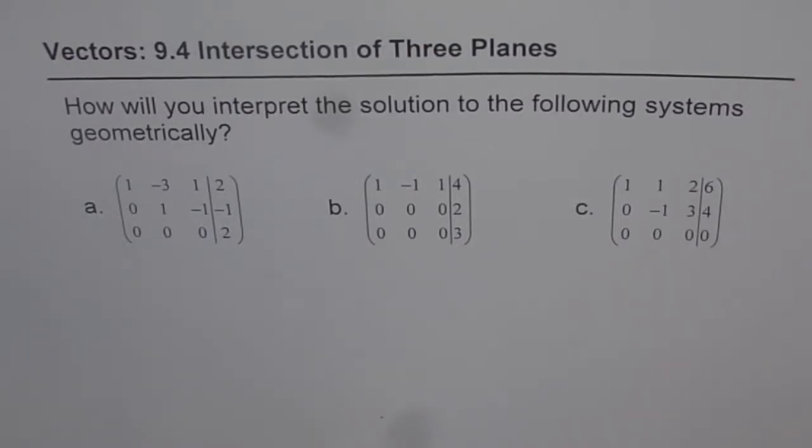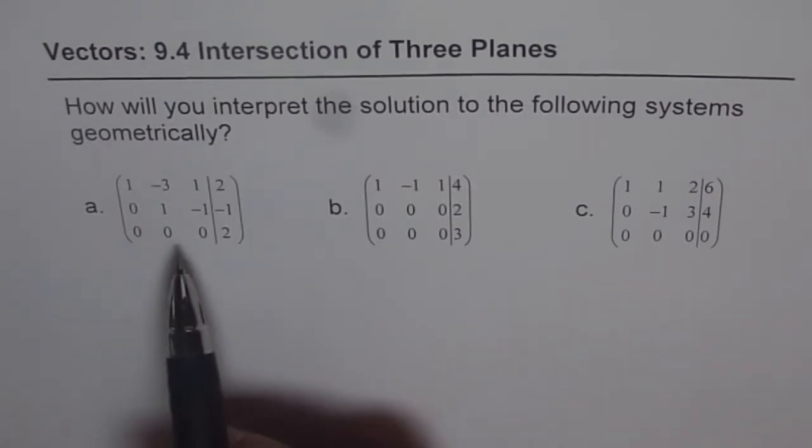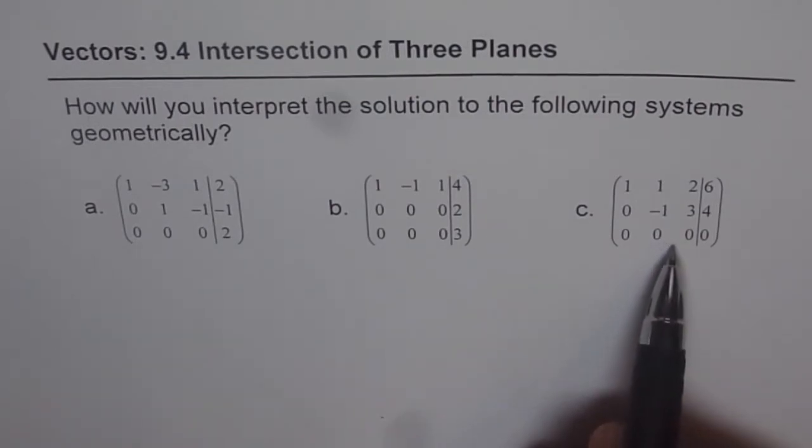Intersection of three planes. So let's see and visualize how our solutions reflect to the planes themselves. So the question here is, how will you interpret the solution to the following systems geometrically? We are given here the three matrix solutions. Basically, when you have three equations for the plane and we solve them, then you get these kinds of solutions. So it says when you reduce your equations, then what you get is this, and from here you can see whether a solution exists or it does not exist.